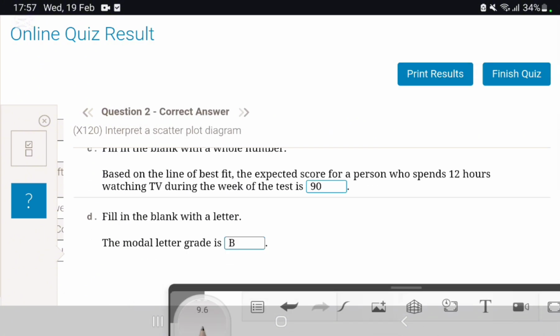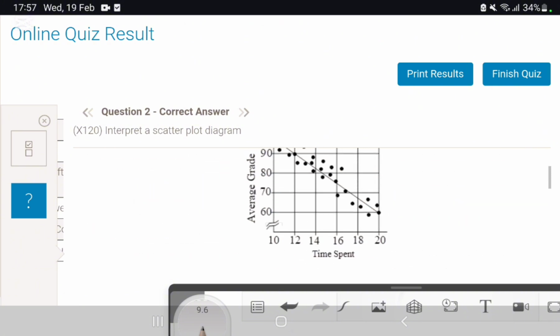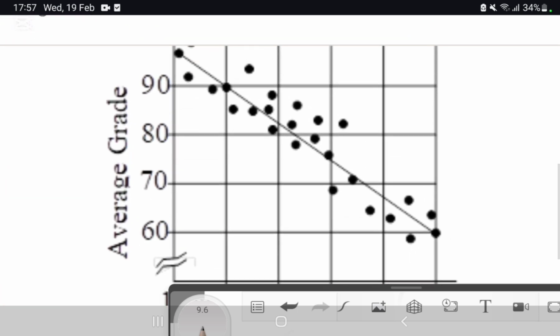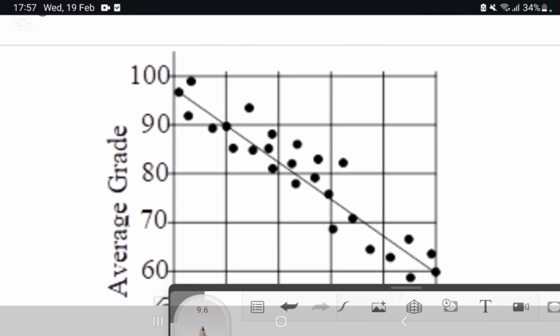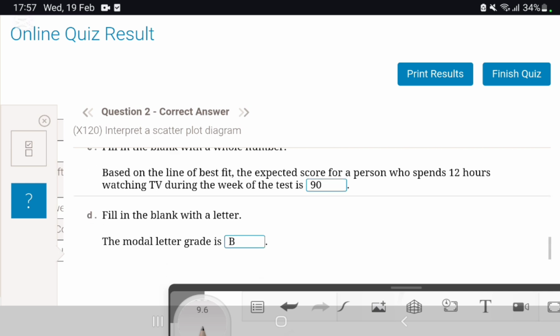Part C. Based on the line of best fit, the expected score for a person who spends 12 hours watching TV during the week of the test. Okay, so for this part, we go to the x-axis 12, and we go up to where it intercepts the line of best fit, and we find out that it intercepts at 90. So the answer here is 90.